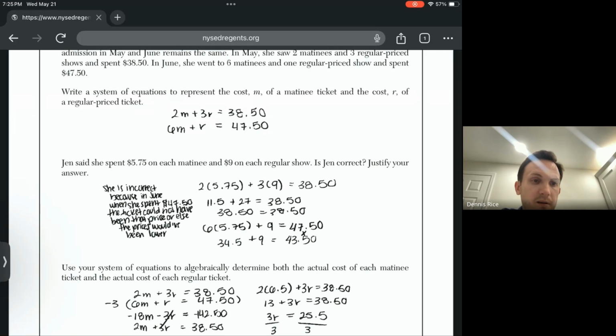Okay, very routine. If I had to bet money on it, this is what we're going to see. Not this exact question, not these exact numbers, but something like this. This one's pretty easy because it's what we call a single elimination, meaning you only have to multiply one of the equations by something. For checking if someone's correct, speaking of justify again, plug it in, show that it doesn't work.